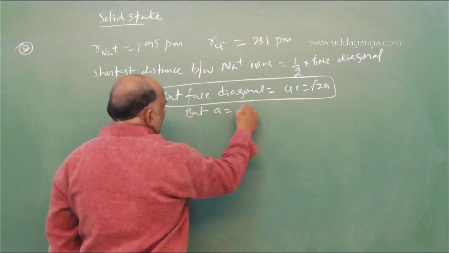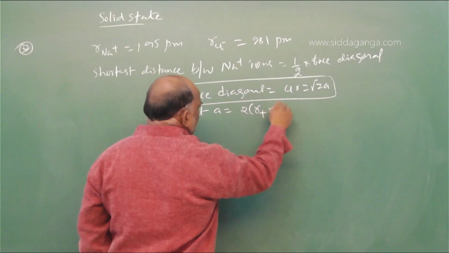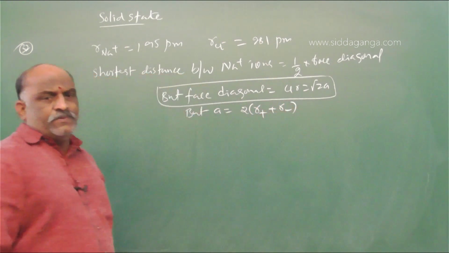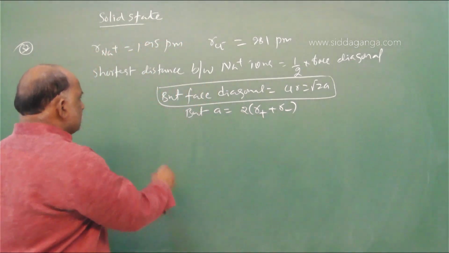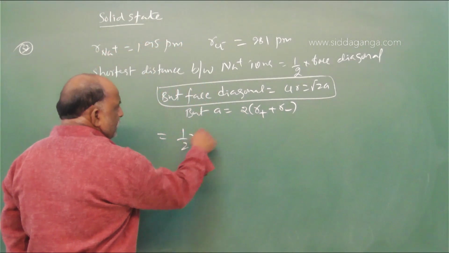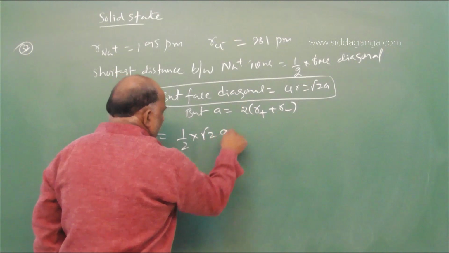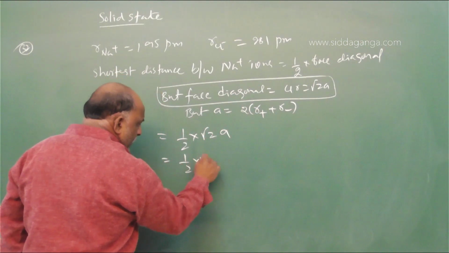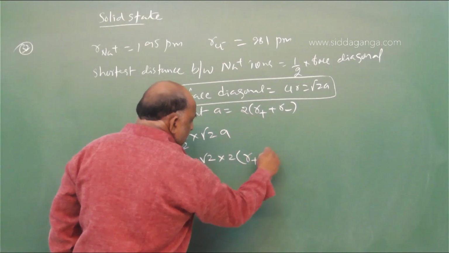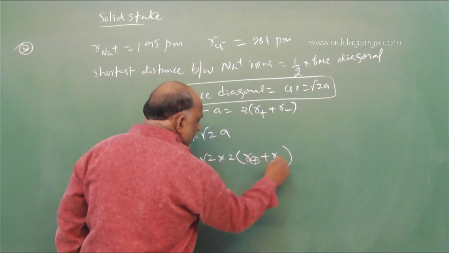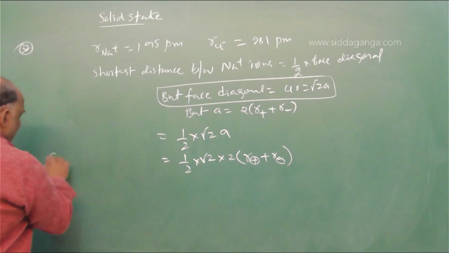But a is equal to what? Edge length a is equal to 2 into (r plus plus r minus). That is equal to 1 by 2 into root 2a, which is equal to 1 by 2 into root 2 into 2 into (r plus plus r minus). This is the formula.